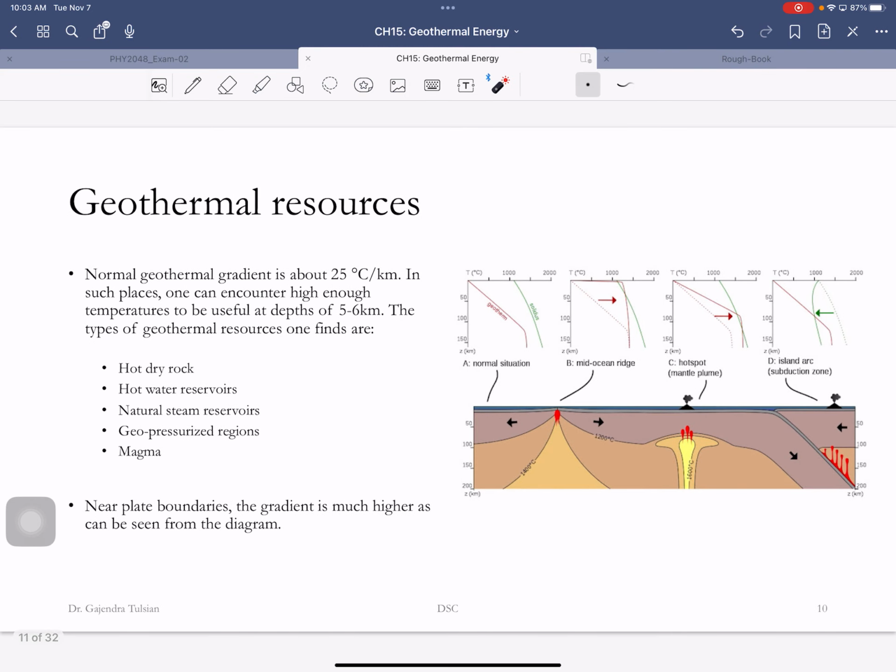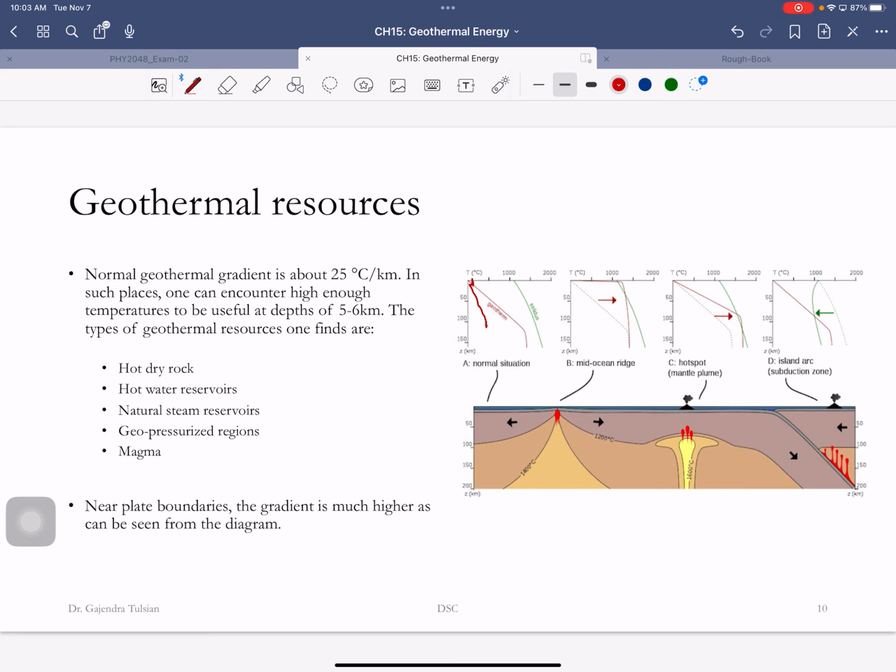All right, so what you are looking for is, this is depth and this is temperature. You want this curve to be as steep as possible. The steeper this is, the more you like that, because you're getting to a higher temperature faster. That's the kind of stuff you're looking for. Did you guys understand that?